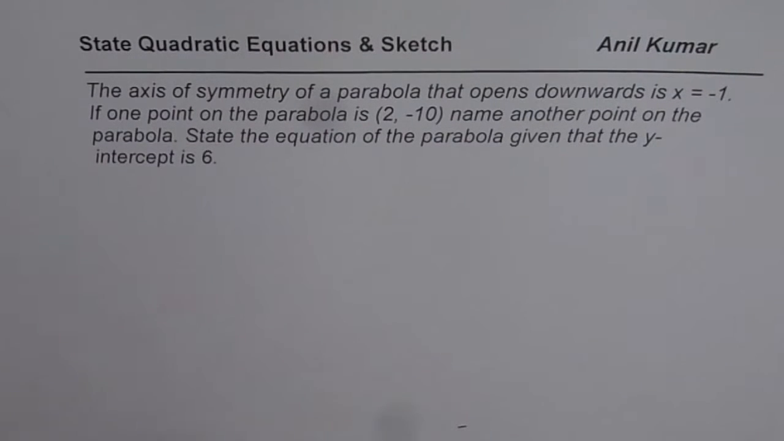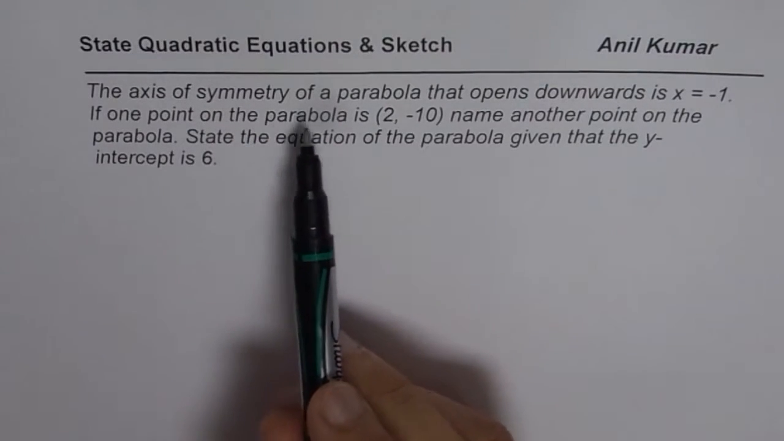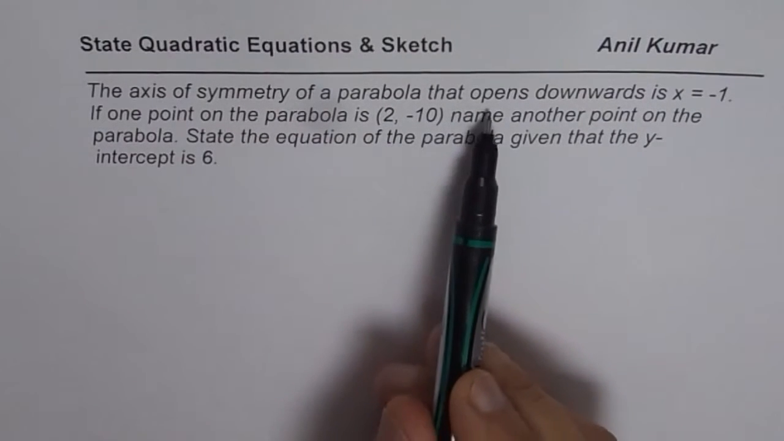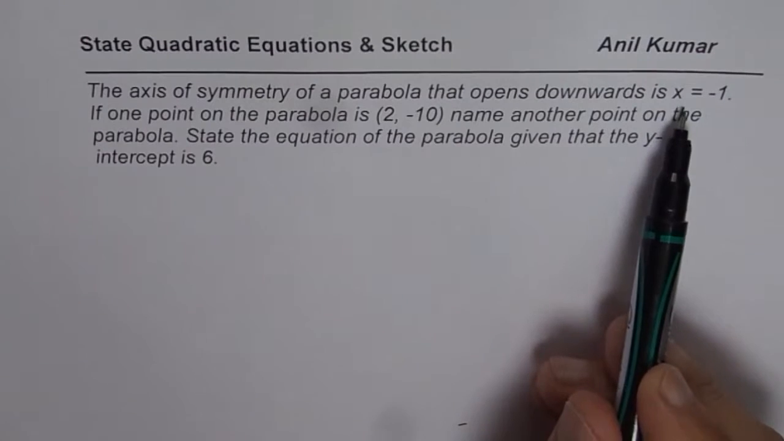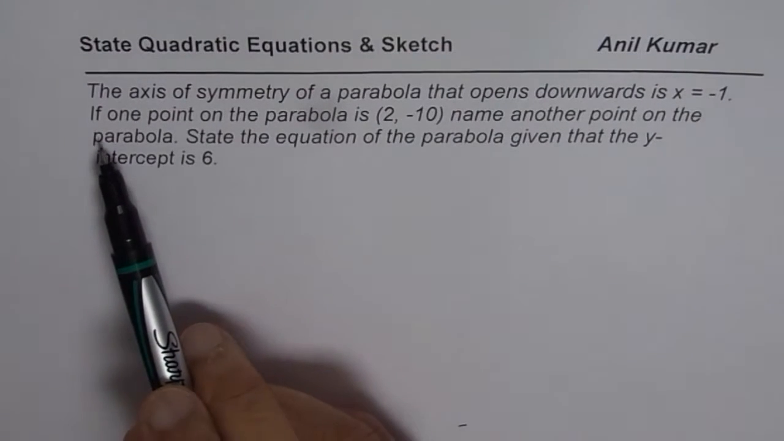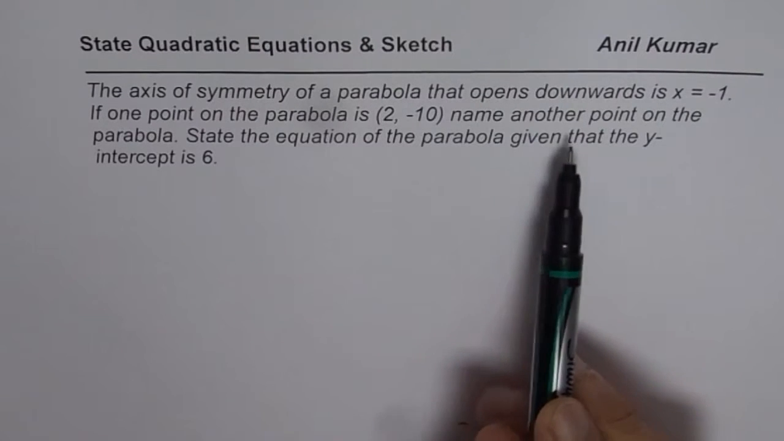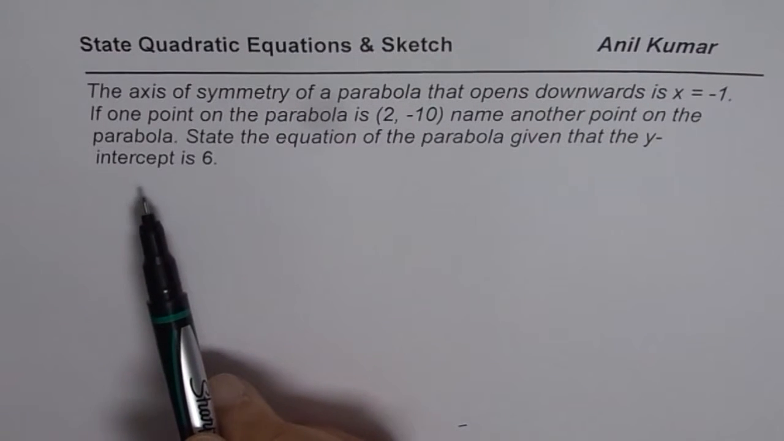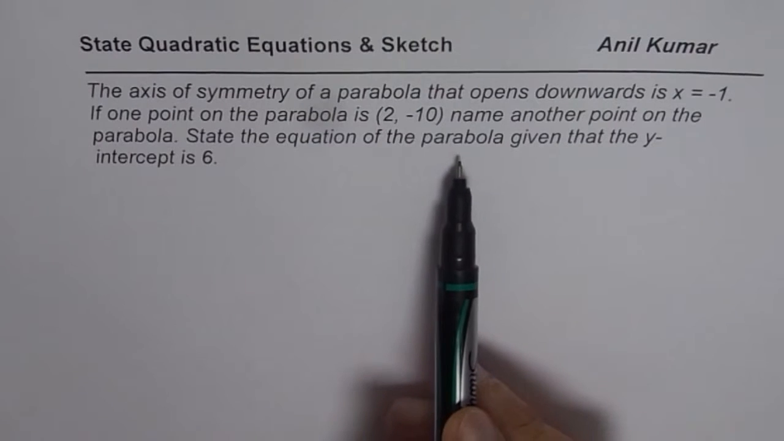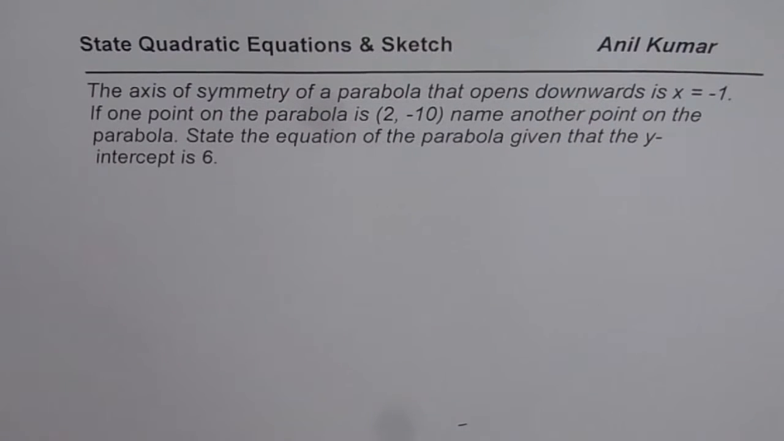The question is: the axis of symmetry of a parabola that opens downwards is x equals minus 1. If one point on the parabola is (2, -10), name another point on the parabola. State the equation of the parabola given that the y-intercept is 6. I'd like you to pause the video, answer the question, and then look into my suggestion.